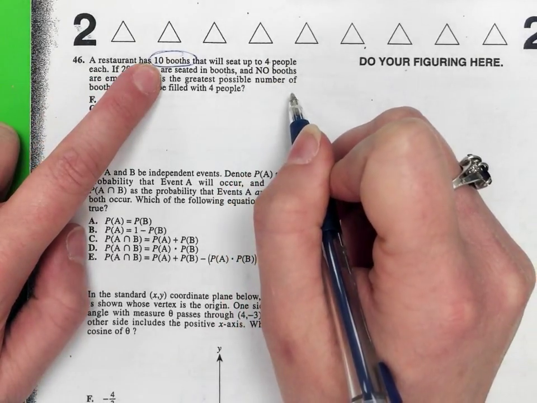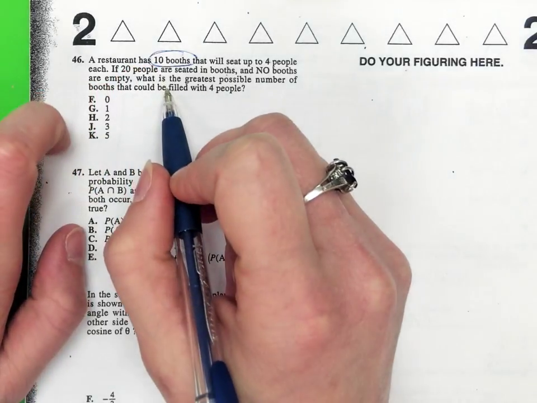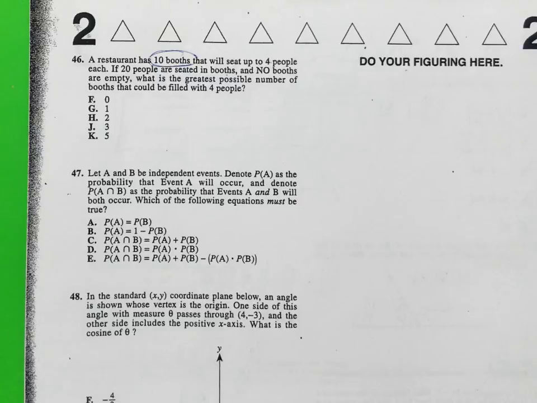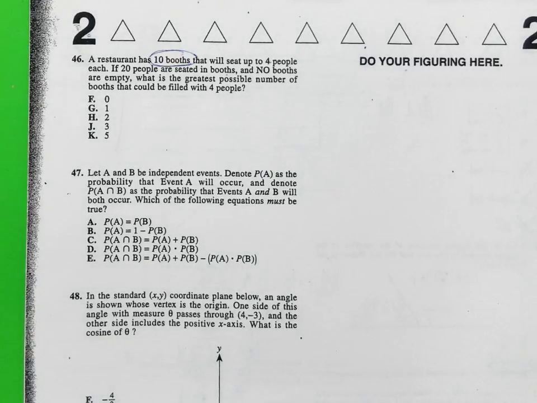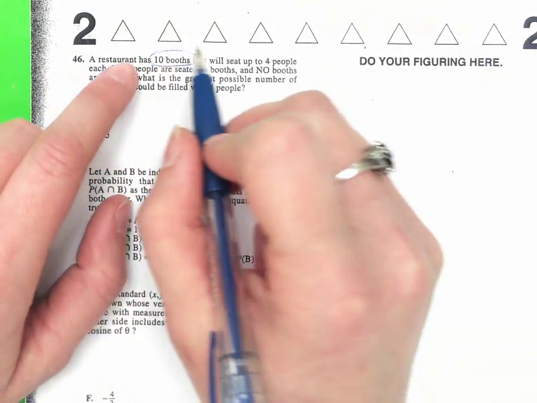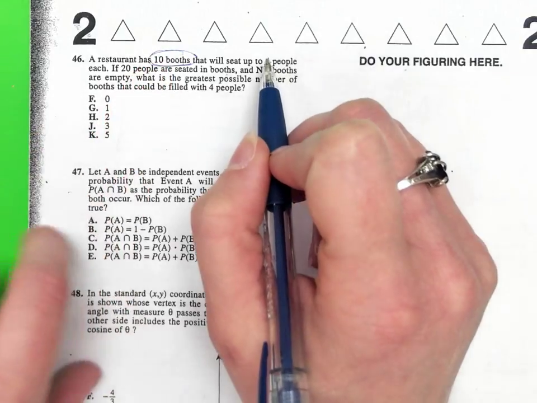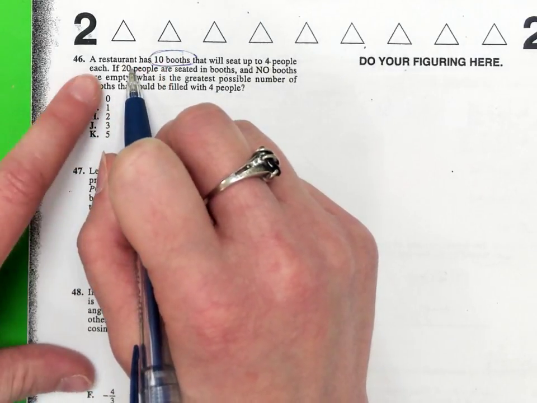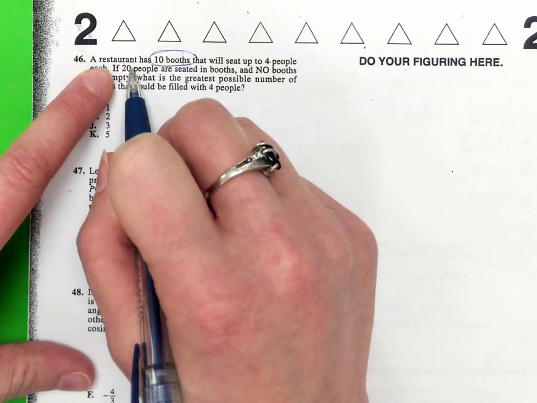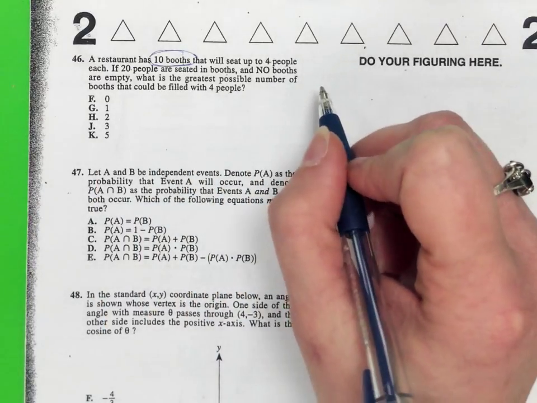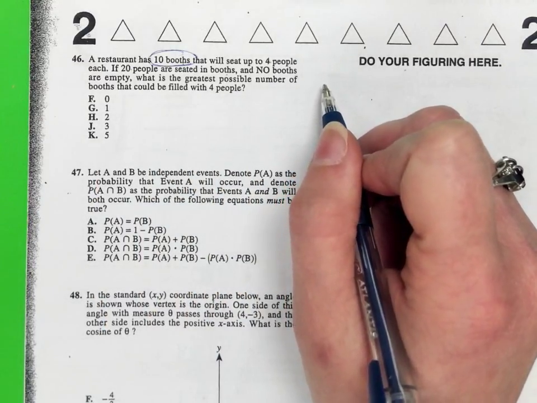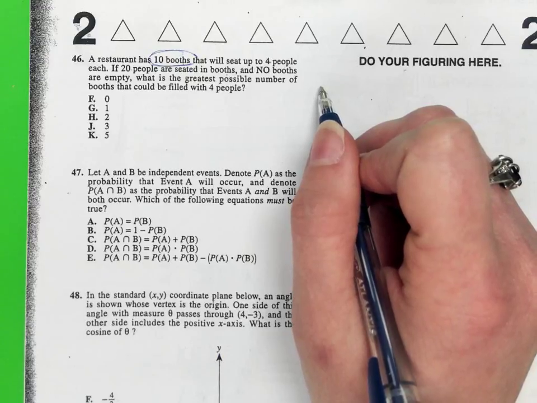Okay, let's do this differently. How many times will 4 go into 10? Twice. Why is this thing not staying focused? There we go. Okay. It has 10 booths and it'll go in there twice, right? But we got 20 people. That's only going to give me 8 people. So let's see. We got 20 people. If 20 people are seated in booths and no booths are empty, what is the greatest possible number of booths that could be filled with 4 people?